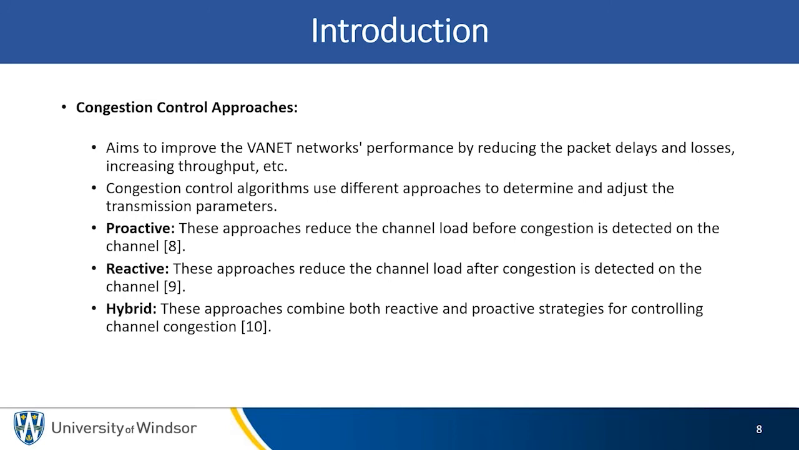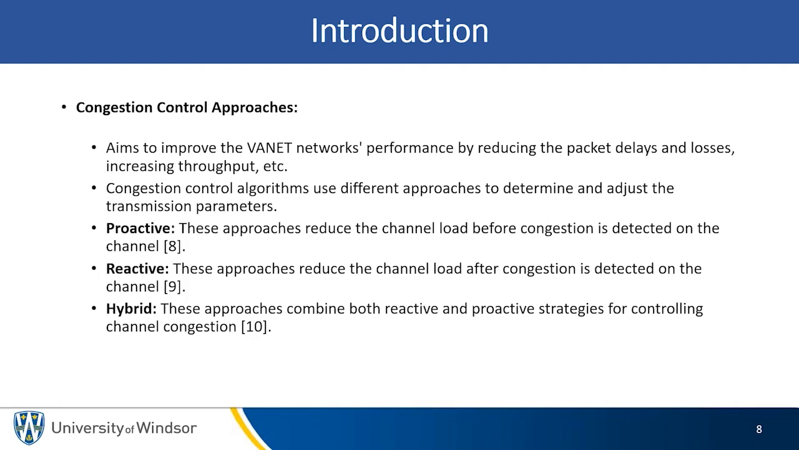Congestion control approaches. Congestion control aims to improve the VANET network's performance by reducing the packet delays and losses, increasing throughput, etc. This section discusses fundamental concepts in the area of VANET congestion control. Congestion control algorithms use different approaches to determine and adjust the transmission parameters.